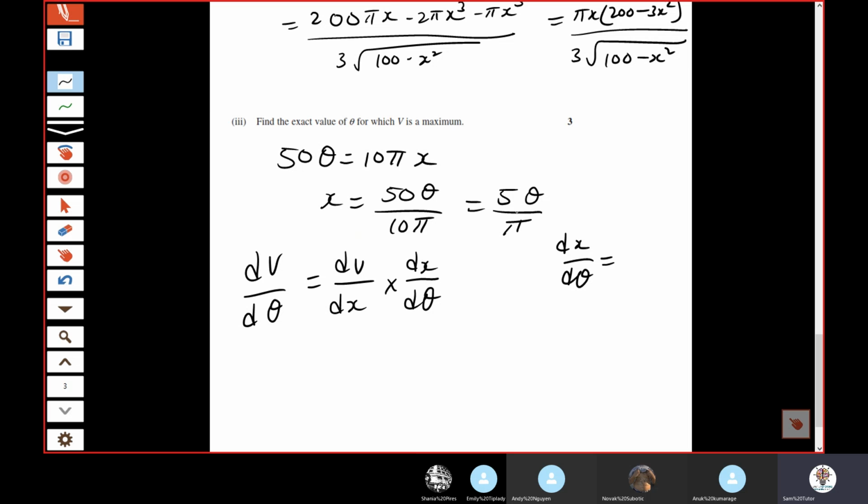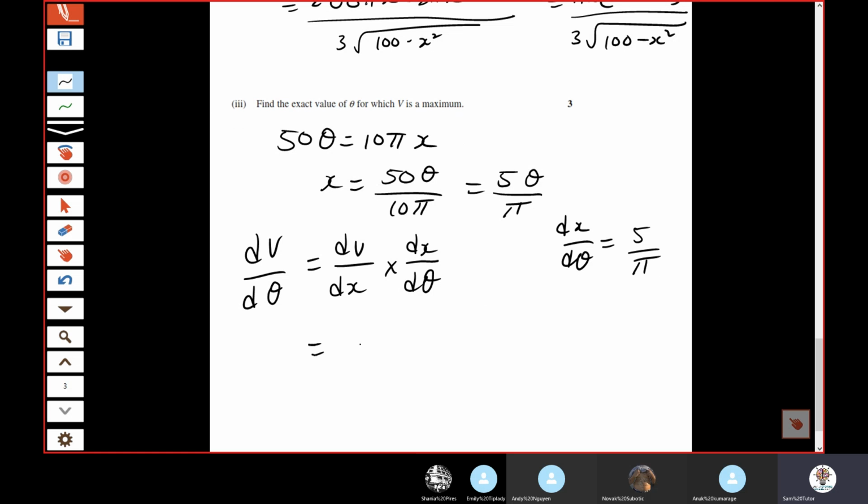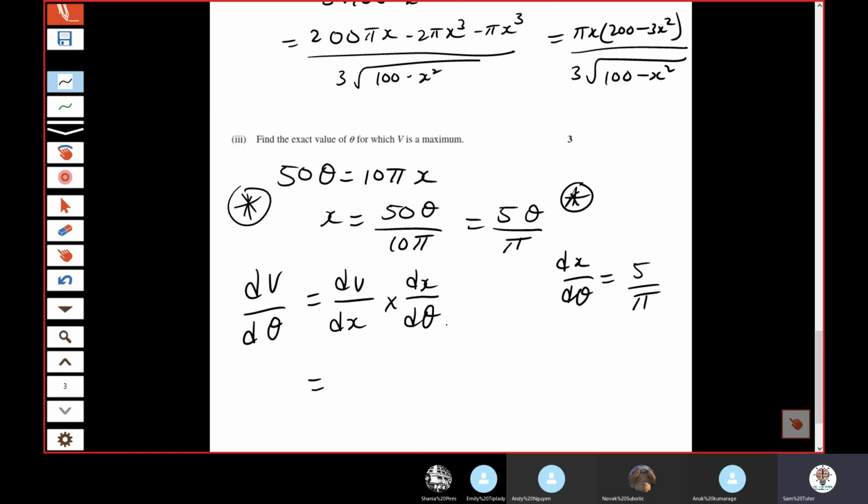Dx on d theta is, how do I differentiate this with just theta? It's just 5 on pi, just the constant. Done. dV on dx, see how easy it was? The hardest step was this. And I guess knowing to not do what I just said, subbing it back in and differentiating. Smarter would have been rates of change. So dV on dx is pi x.